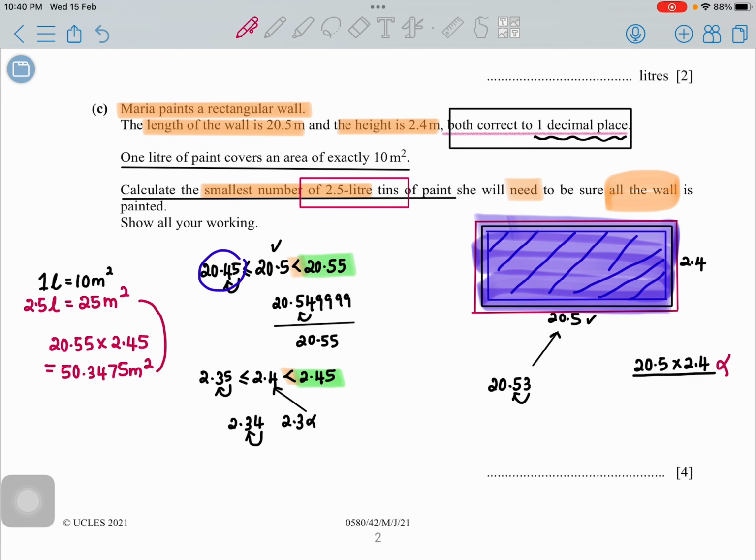Now what am I having? I am having 50.3475. So what you should do to find the number of tins, you need to do 50.3475 divided by 25, which will give us 2.0139 tins. Can the number of tins be a decimal? Of course you cannot. Will you now choose 2 tins or will you choose 3 tins? You need to take more than the 2. So your answer is definitely going to be 3.